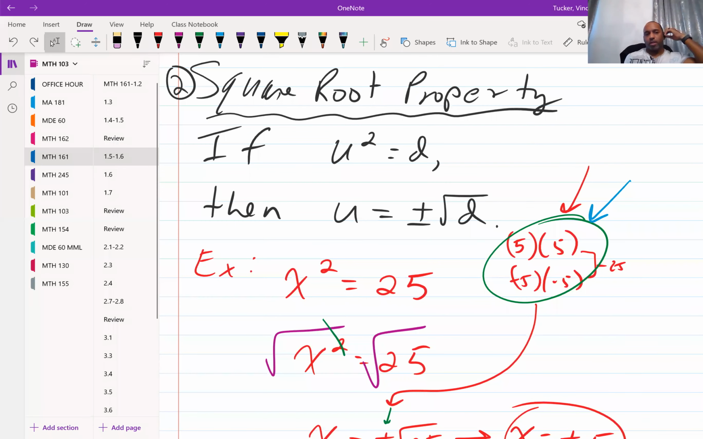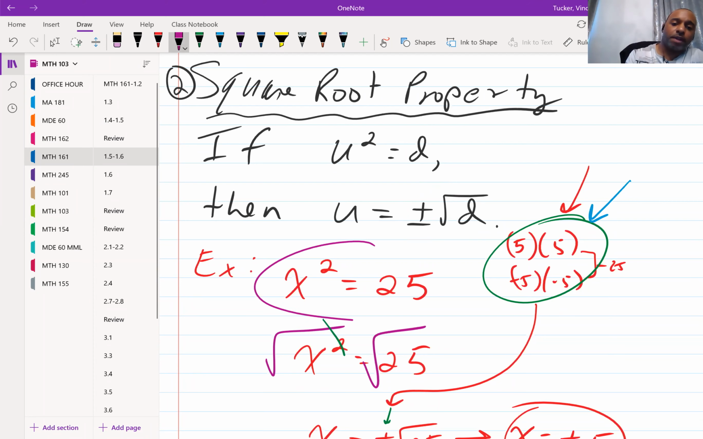All right. So remember we said we have 4 methods here to solve your quadratic equations. Our second one is the square root property. So it says if u squared is equal to d, and you want to solve for u, remember we need to undo what's being done to the variable that we're dealing with. So we take the square root of both sides. Whenever you have to take the square root of both sides, plus or minus has to be involved.